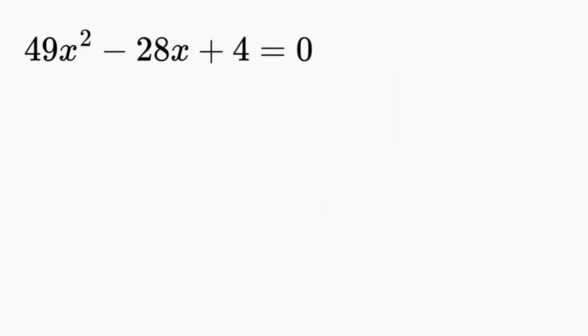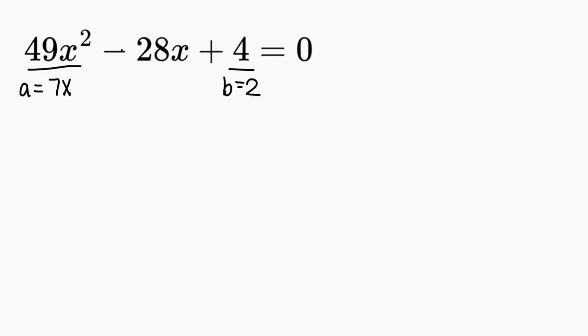Here we have 49x squared minus 28x plus 4 equals 0. Does this seem like a special product? Let's check. It's definitely not the difference of squares, but could it be a perfect square trinomial? The reason this makes me think this is because 49x squared could be a squared, and a could be 7x, because 7x squared is 49x squared. And then here we have a 4, so b could be something like 2, because 2 squared is 4.